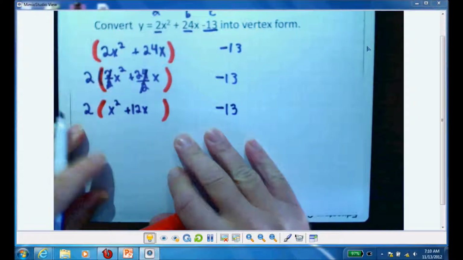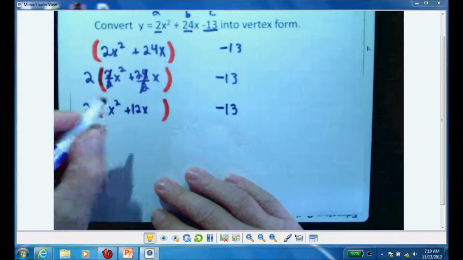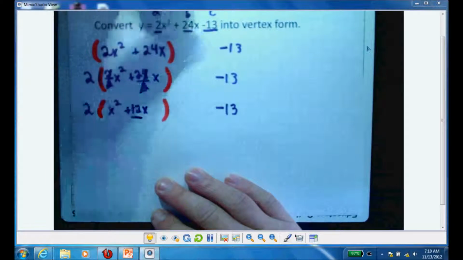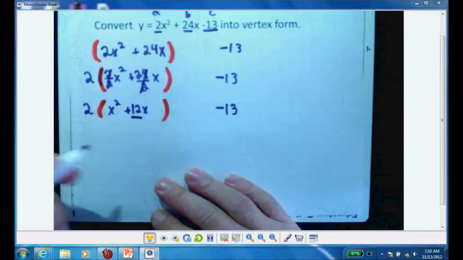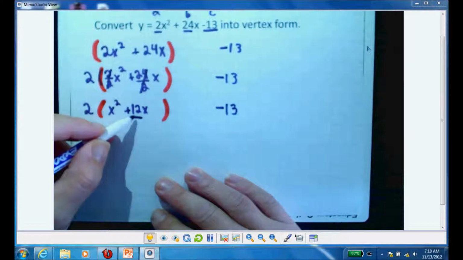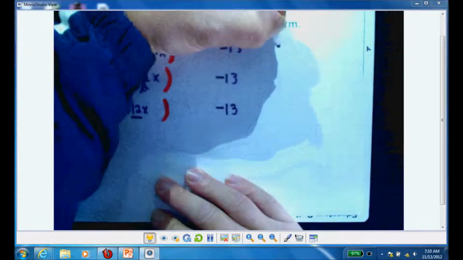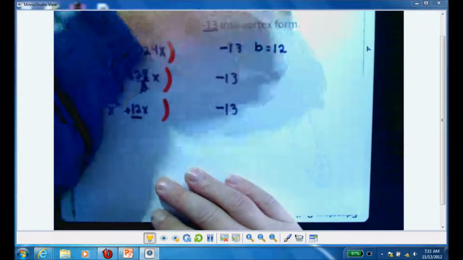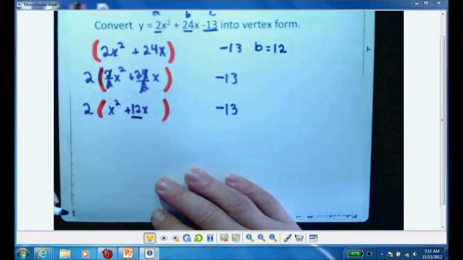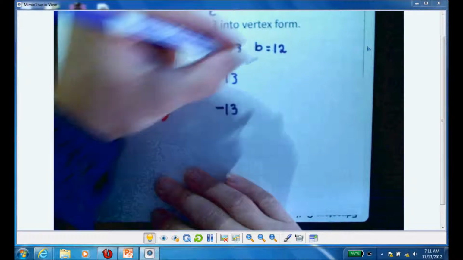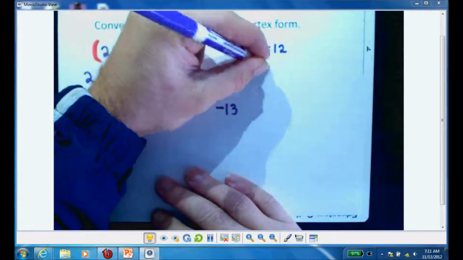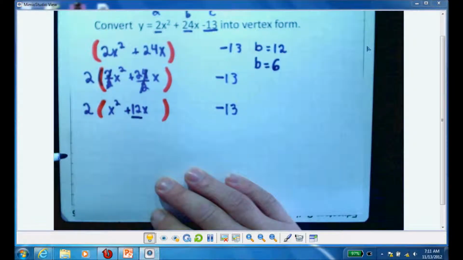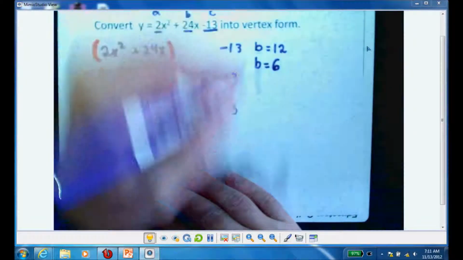Now, the reason that's important is we want to use this 12 as my value of B, not the 24 that I started with. Okay? So I'm going to treat this 12 as my B, and I'm going to come over here. And if B is equal to 12, I've got to do 1/2 of B. What's 1/2 of B? Well, that's 6. Okay, and so that tells me that there's something that I've got to square.